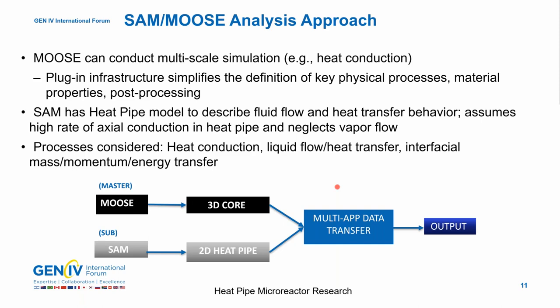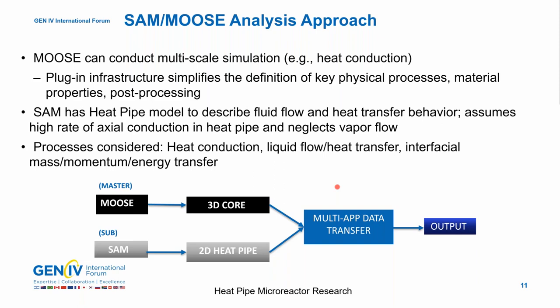So the numerical tools we are using are called SAM and MOOSE. We also use Cubit to build the geometry and create a mesh for us. MOOSE is a multi-physics platform originating from Idaho National Lab. It can provide definition of key physics processes, material properties, and post-processing.